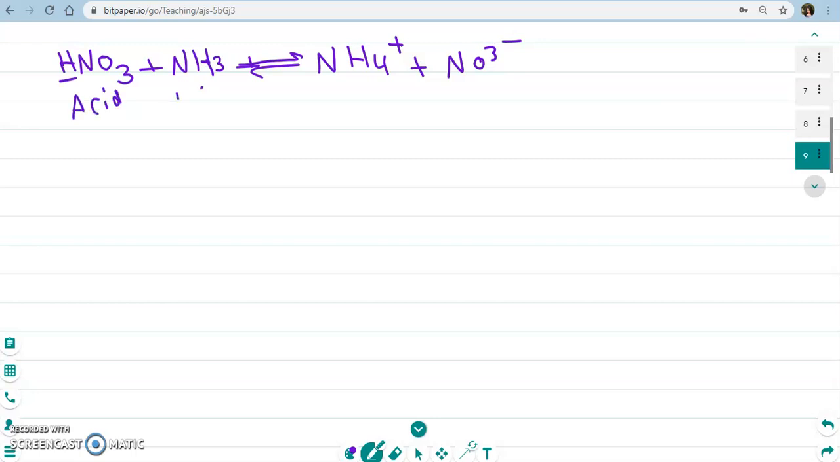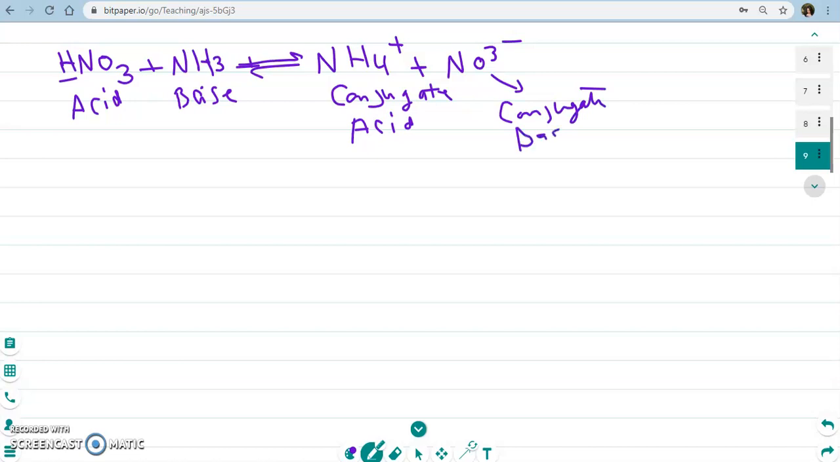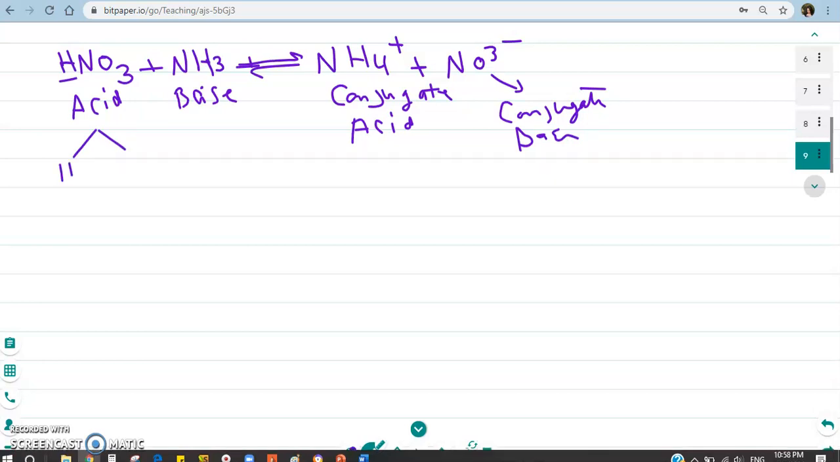And if this is an acid, then this is a base. And then the first method is to look here and see which one has potential hydrogen to give. And the donating hydrogen is a characteristic of an acid. So this will be conjugate acid. And this will be conjugate base.